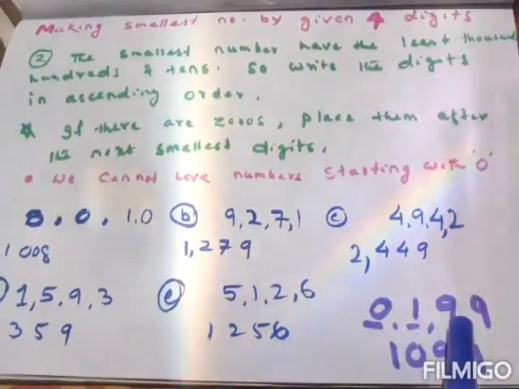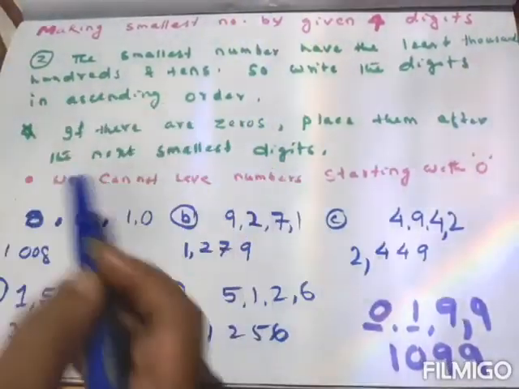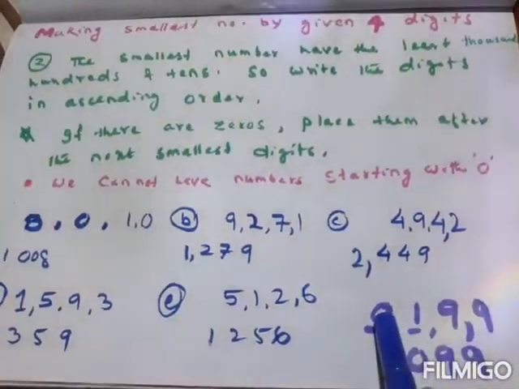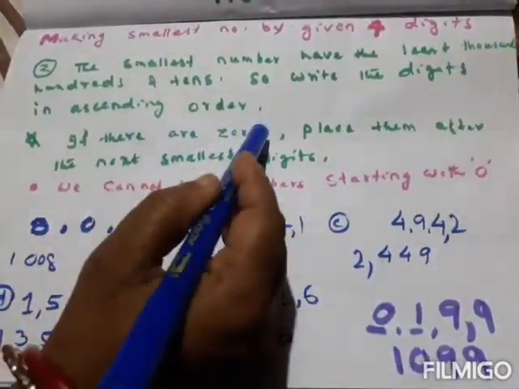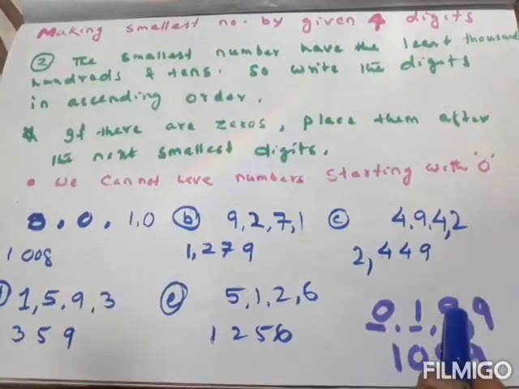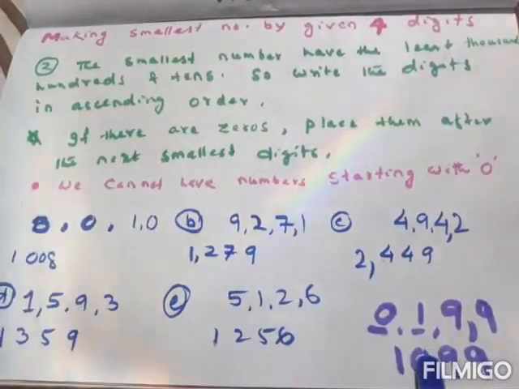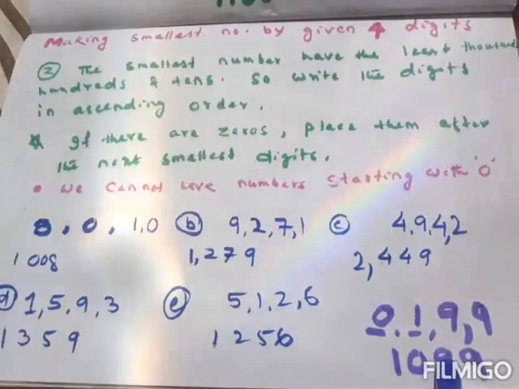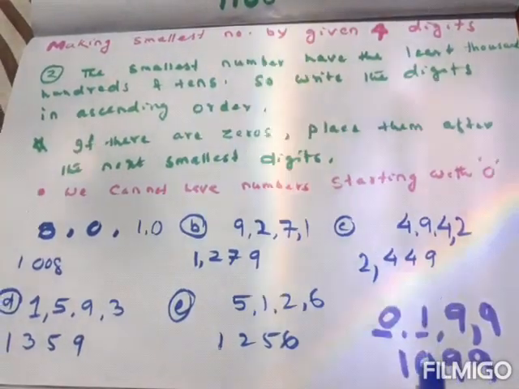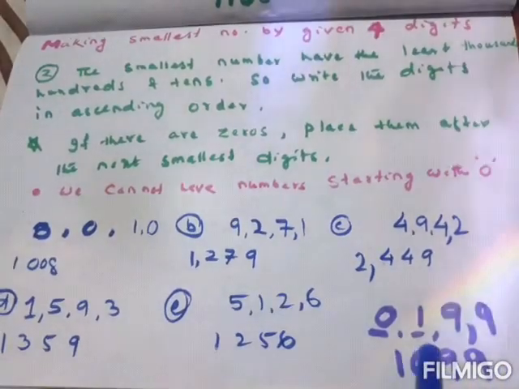Okay, so what is our rule? If there are 0s, place them after the next smallest digit. Between 0, 1, 9 and 9, which one is the smallest one? 0. But as per the rule, if there are 0s, place them after the next smallest digit. Between 1 and 9, which one is the smallest one, children? 1. So I write 1 here. Then you can put the 0 here. So I put 0 here. Then 9. Then 9. So using 0199, the smallest 4-digit number is 1099, because 0 is in the 100s place.